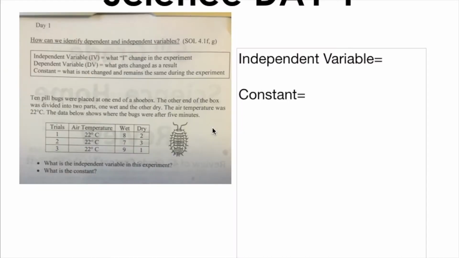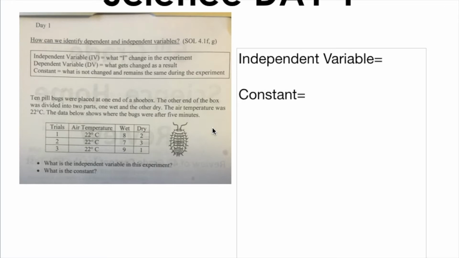How can we identify dependent and independent variables? An independent variable is what I change in the experiment. A dependent variable is what gets changed as a result, or at the end of the experiment. It's what we measure. The constant of an experiment is what is not changed and remains the same throughout the experiment.